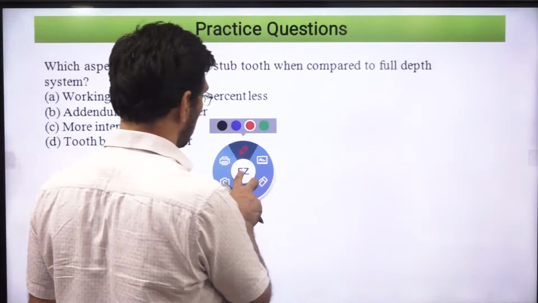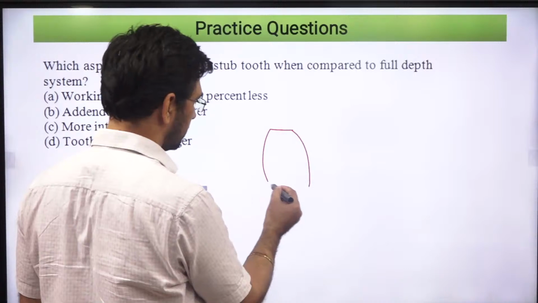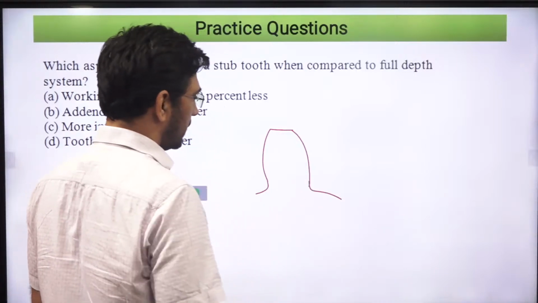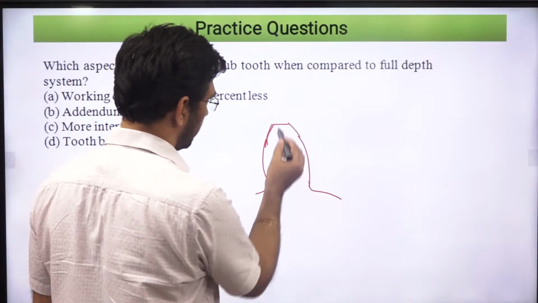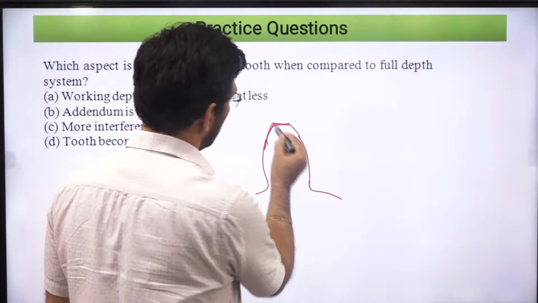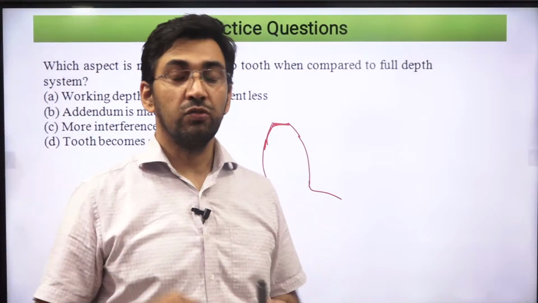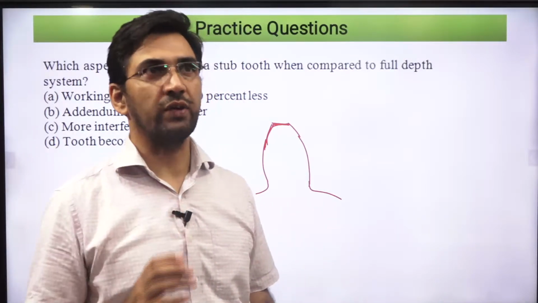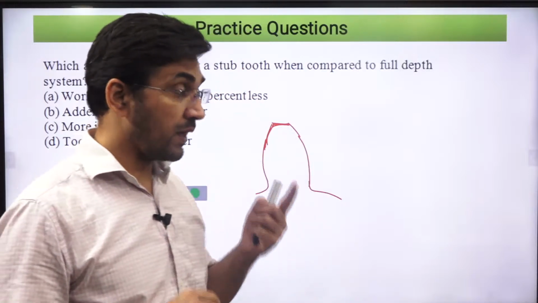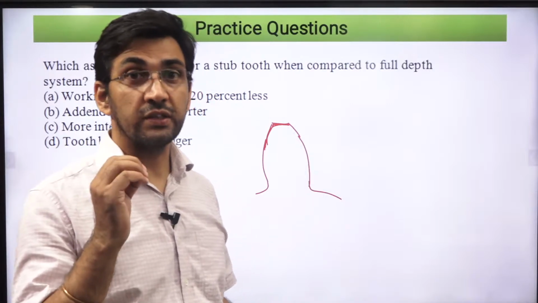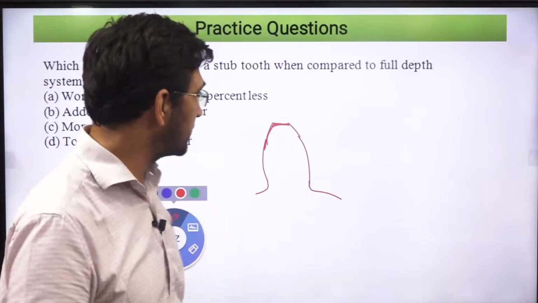Stub tooth, that stub tooth is nothing but... so stub you should remember from the stubble. When we cut something a little from its original length or height, we call it a stub. Like if you trim a beard, what we call stubble is the small hairs that remain after trimming.